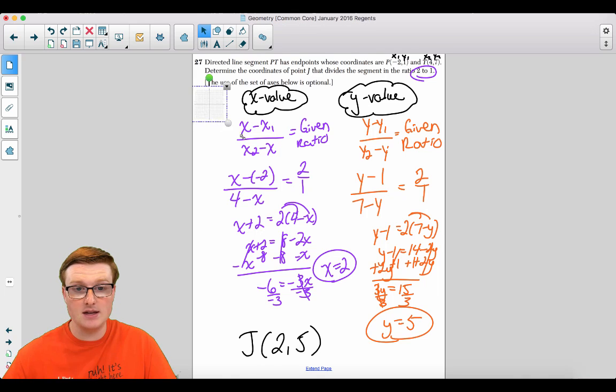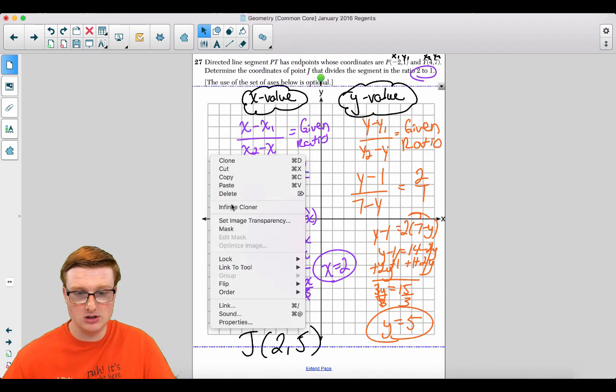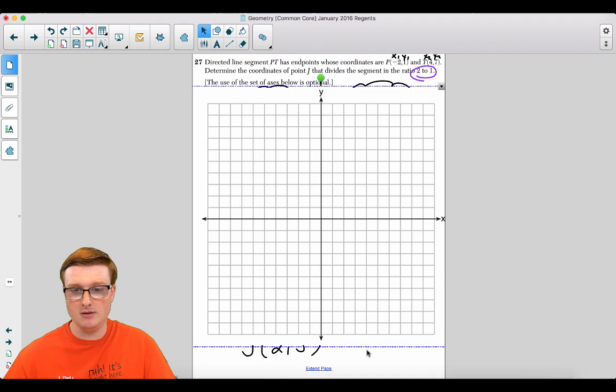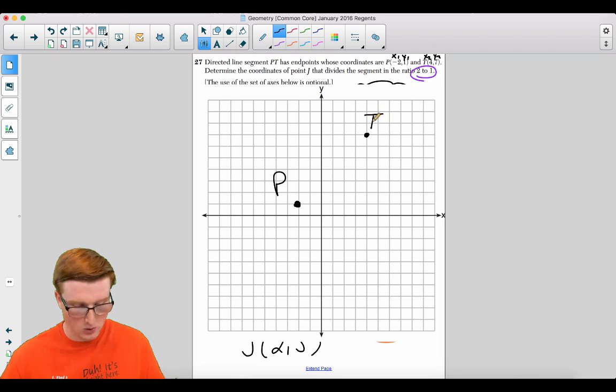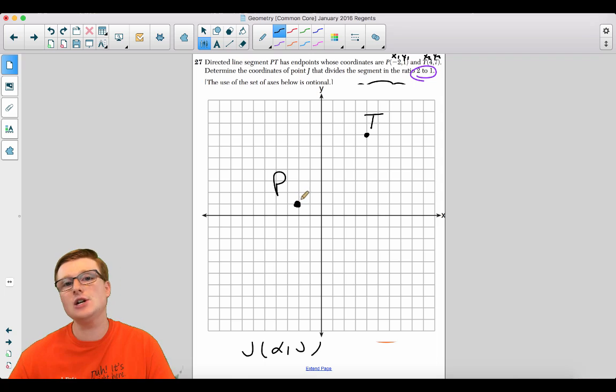So I'm going to expand this graph page, and I'm going to move it up front. There we go. Okay, so I'm going to graph the points that they gave us. I'm going to graph the point (−2, 1). So this right here is point P. And (4, 7) is up here, which is point T. Now it says determine and state the coordinates of point J. So we need to figure out the slope of line PT. We go up 1, 2, 3, 4, 5, 6 over 1, 2, 3, 4, 5, 6. That's great. The slope is 1 over 1.